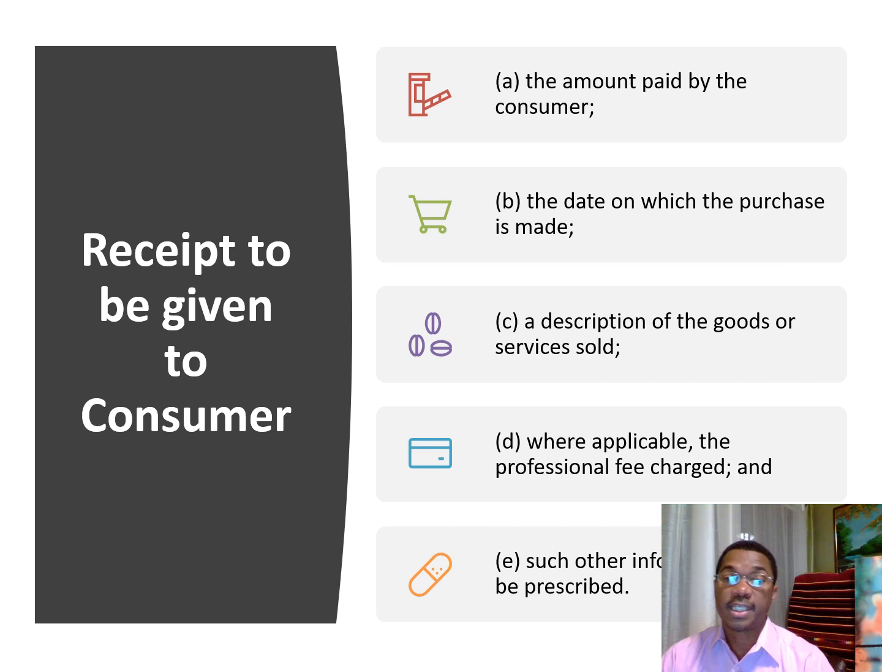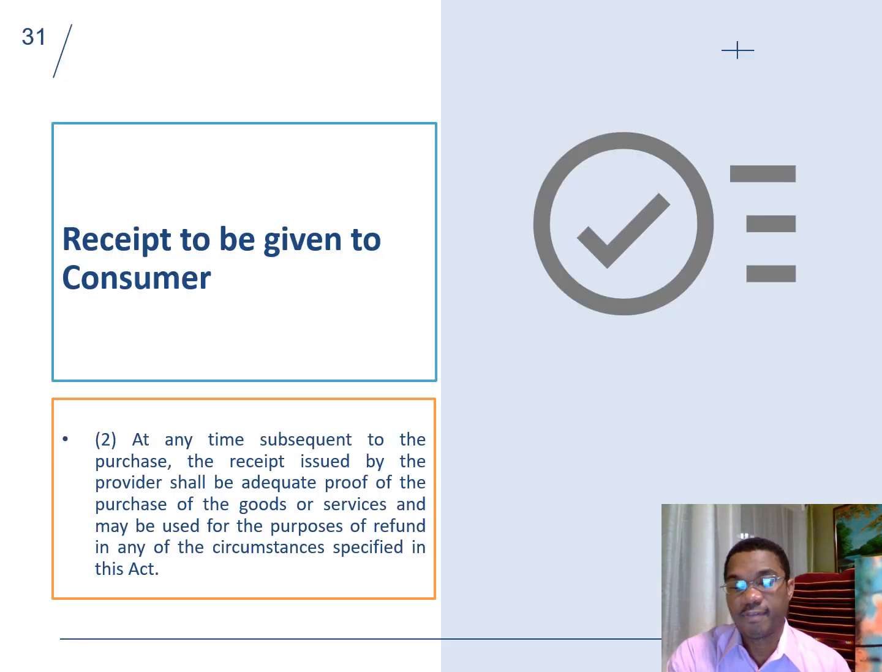So the receipt must have the amount paid by the consumer, must have the date on which the purchase was made, must have a description of the goods or services sold, and if it's professional fees, then professional fees to be charged, and any other relevant information that is required. And the receipt is essentially proof of payment, proof of purchase. If you want to say it's a title for the goods.